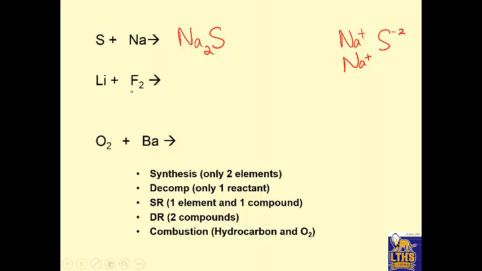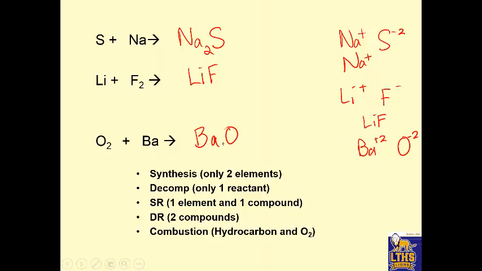So, element lithium, element fluorine. Lithium from the periodic table loses 1 electron and fluorine gains 1, so it's going to make LiF. That's going to be the product when those 2 elements combine. Oxygen and barium: barium from the periodic table loses 2 valence electrons to be more stable, oxygen gains 2 valence electrons to be more stable, and you get BaO. First you have to cancel the charges to make the products for synthesis. Then you can go back and balance them.